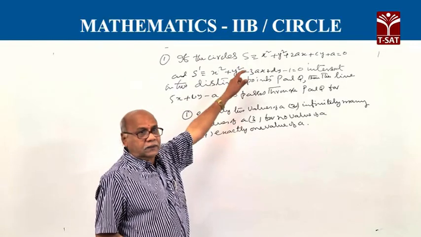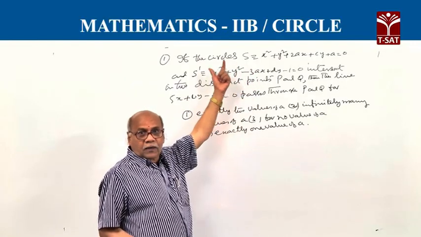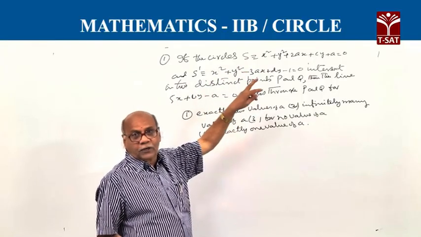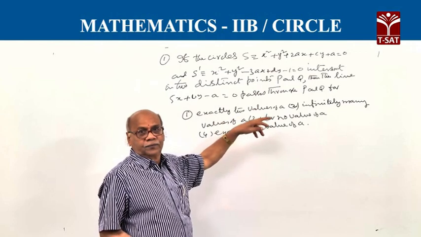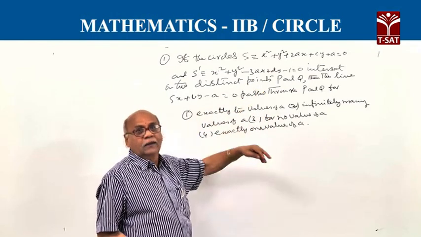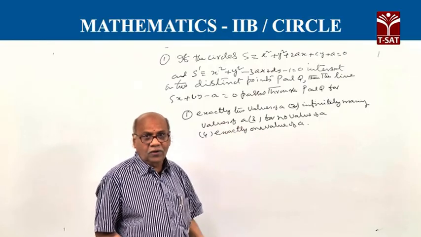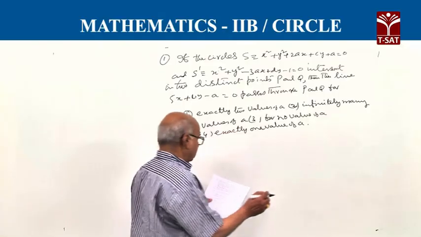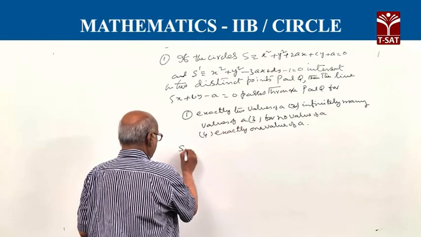See, you are given two circles intersecting at P and Q, and a given line passing through P and Q. That means the equation of that line is so and so. For what is the number of values of A? That is the question you are being asked. So, now the solution.